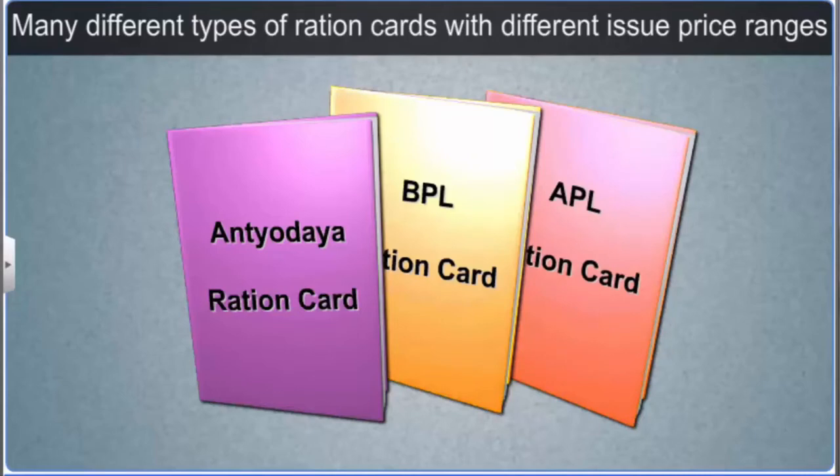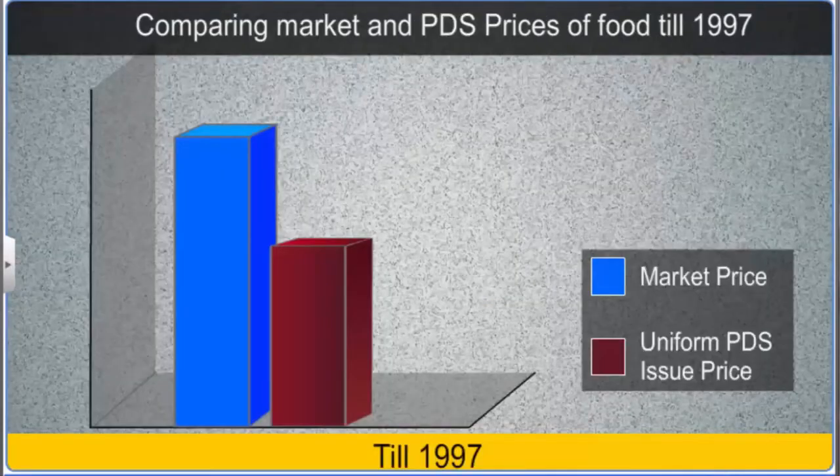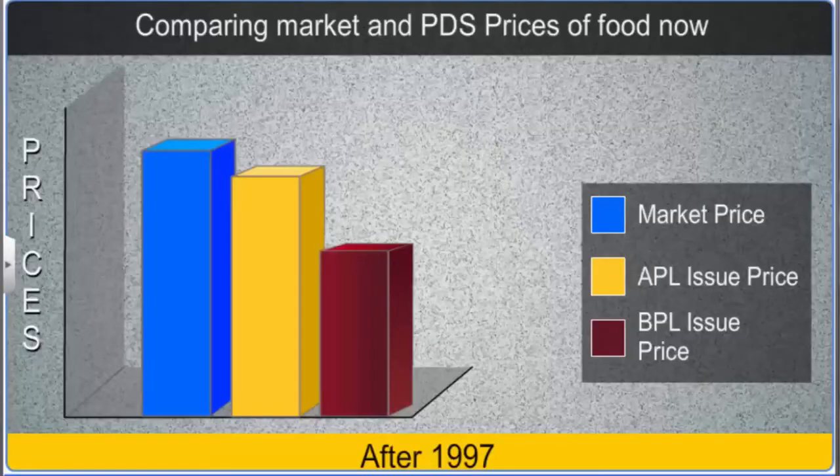As mentioned earlier, till 1997, all families with ration cards could buy a fixed quota of food grains and sugar from ration shops at uniform subsidized rates. However, now people who live above the poverty line and have ration cards of that category get very little subsidy on prices and thus have little incentive to buy from ration shops.